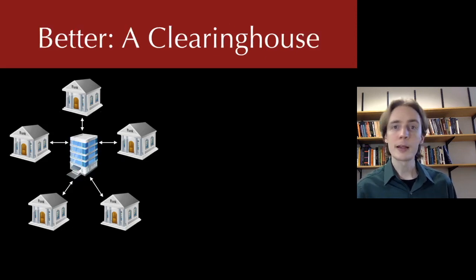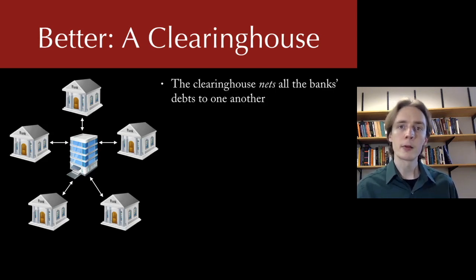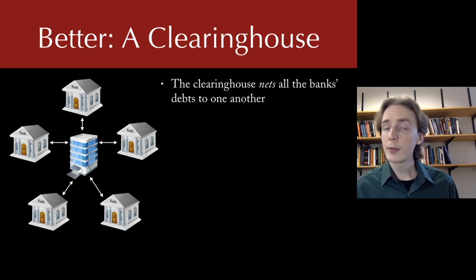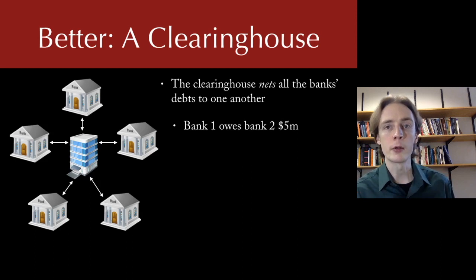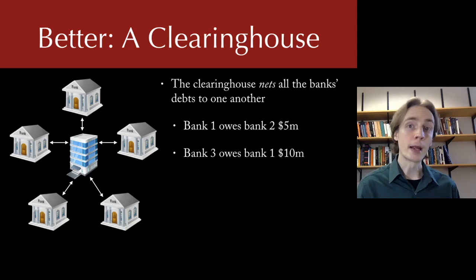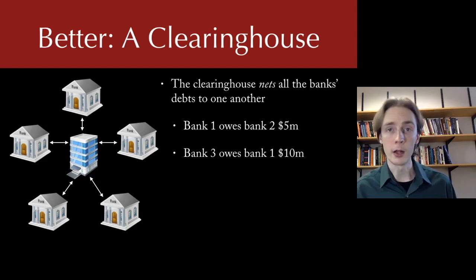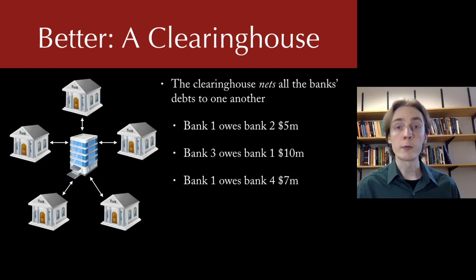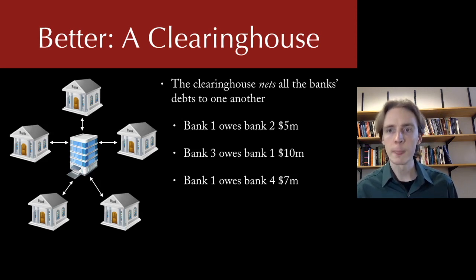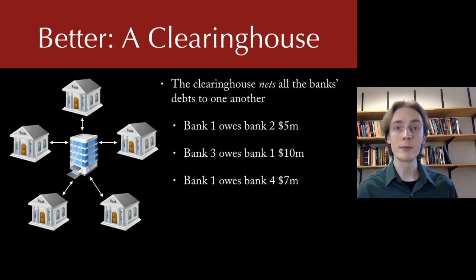So this is where the idea of a clearinghouse comes in. Right? The clearinghouse is going to reduce the number of transactions that any particular bank has to make at the end of the day. So the clearinghouse is going to net all the bank's transactions against one another. Now let me give you a concrete example. Suppose Bank 1 at the end of the day owes Bank 2 $5 million. But then there's a third bank that owes our first bank $10 million. But also Bank 1 owes a fourth bank $7 million. Right? If all these banks have to deal with each other individually, that's going to be a lot of transactions at the end of the day.